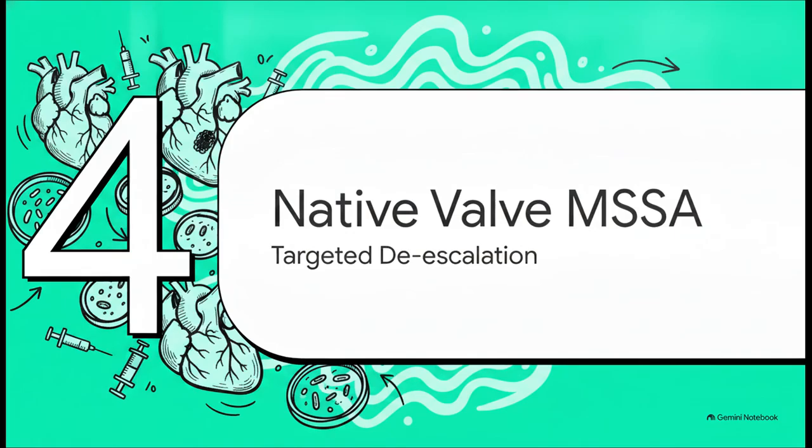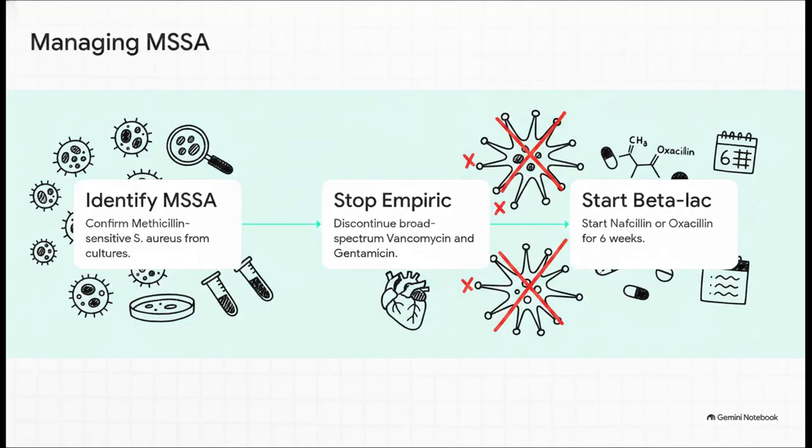And finally, Section 4, Native Valve MSSA Therapy, Targeted De-escalation. Let's look at how we handle native valve infections once the blood culture data actually comes back from the lab. Say you have a patient with a history of IV drug use presenting with a tricuspid valve vegetation. We are going to walk through a very specific clinical sequence that gets heavily tested because it proves you actually understand antimicrobial stewardship. Step 1.